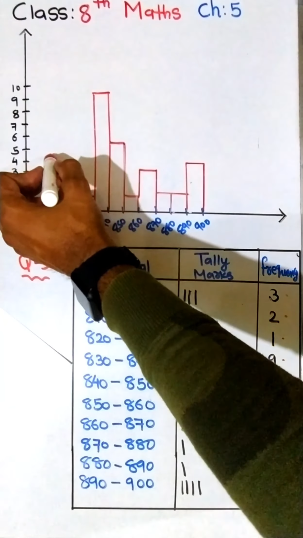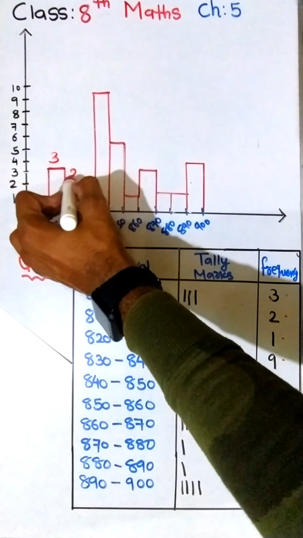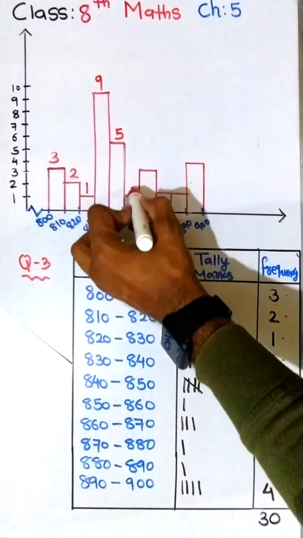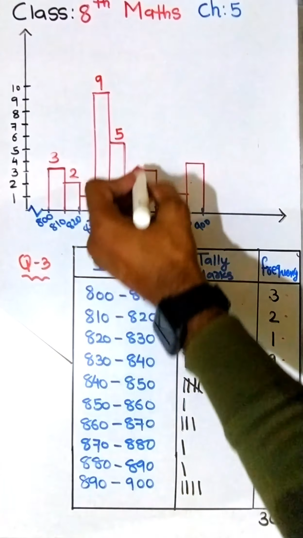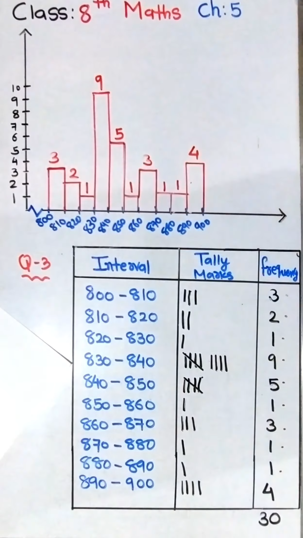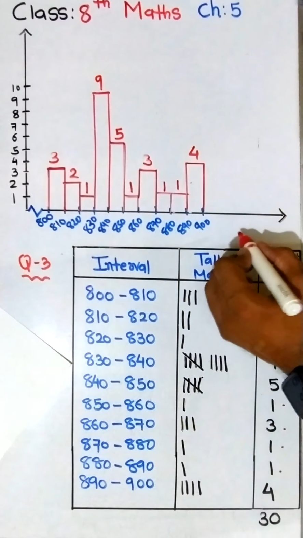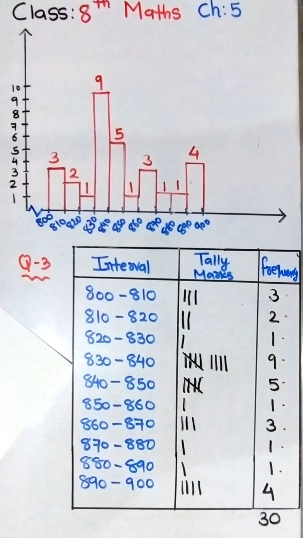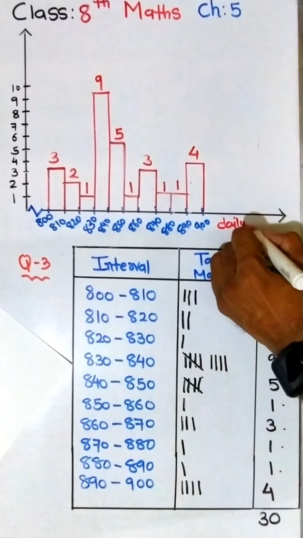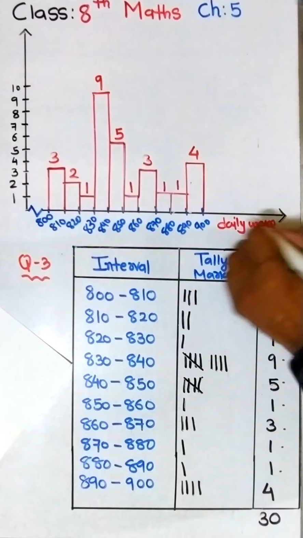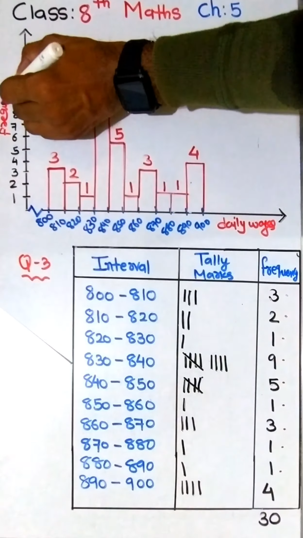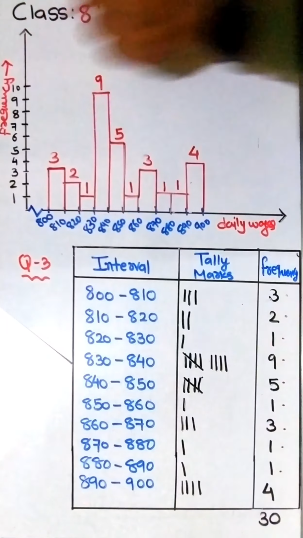Over here it is 3, then here it is 2, then 1, then 9, then 5, then 1, then 3, 1, 1 and 4. So this axis is showing what the daily wages were, and this axis is showing the frequency. So I'll write frequency over here.